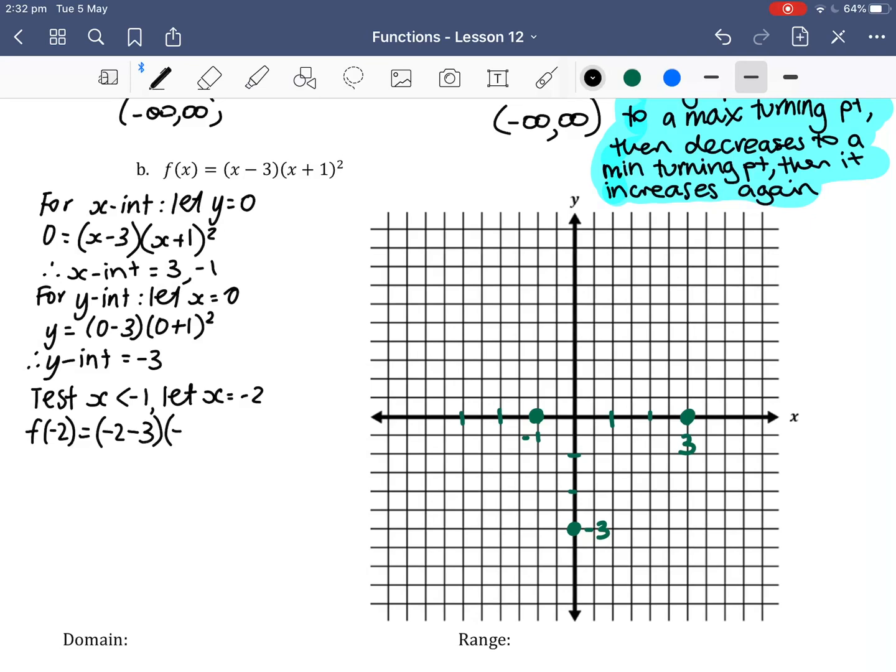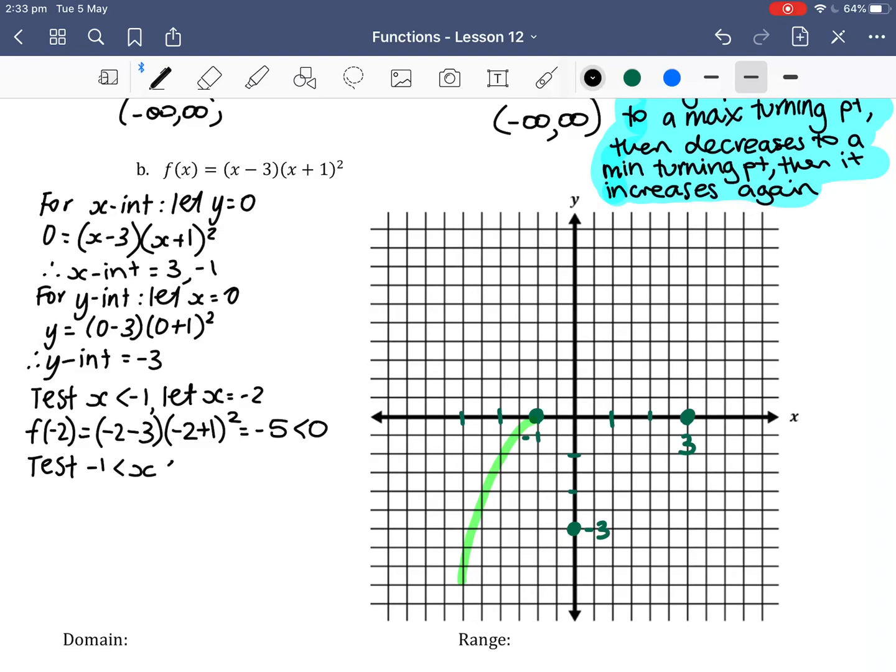So negative 2 minus 3, and then negative 2 plus 1 all squared equals -5, which is less than 0. So that means our function will be starting below, like so. Then we want to test what happens between our x, between -1 and 3.